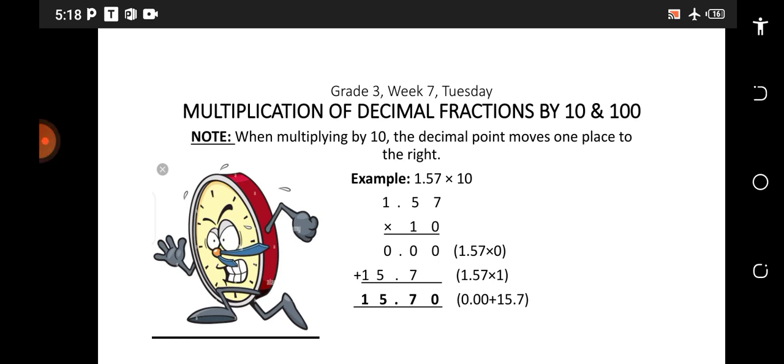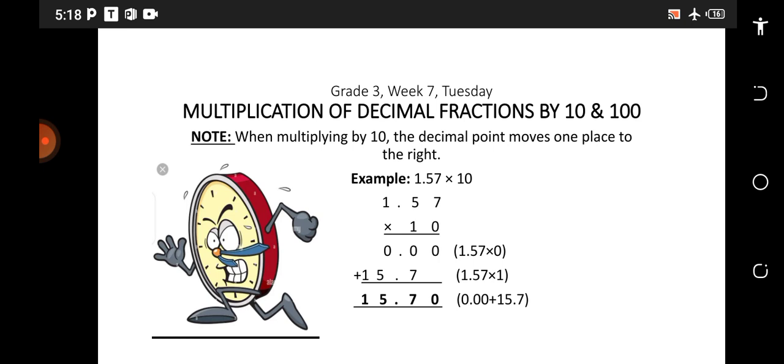We are here again. Today we're looking at the multiplication of decimal fractions by 10 and 100. This class is still with Mr. Michael, your all-time mathematics teacher. You can see the clock there, there's no time. So let us open our eyes, our ears, our minds, our brain, so we can absorb all that is being said to us in this class.